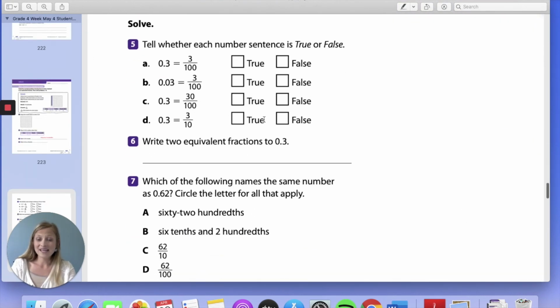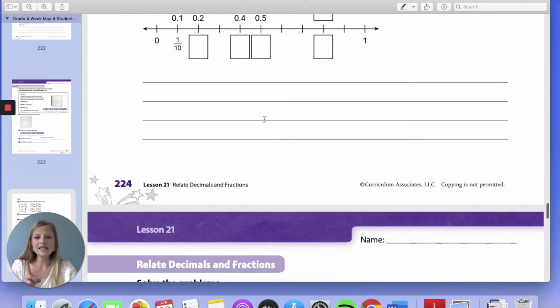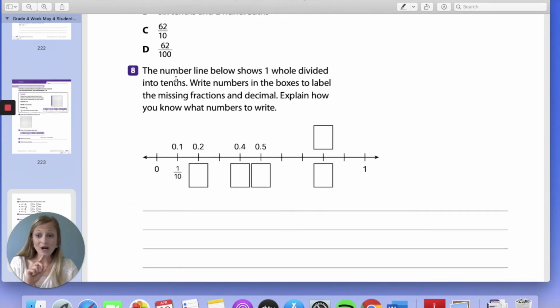Number 5 is going to be a good way to challenge and to test to see if the number sentences are true or false. And then I'd really like to challenge you with number 8. Number 8 is a number line that shows how one whole is divided into tenths, and it wants you to fill in the numbers. So some are going to be in fractions and some are going to be in decimals. And then it's going to have you explain your thinking on what numbers to write.